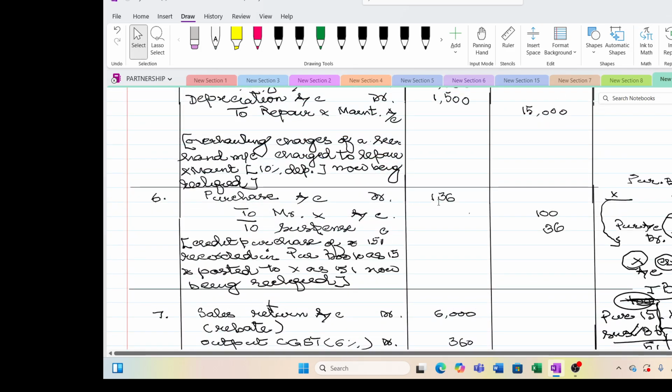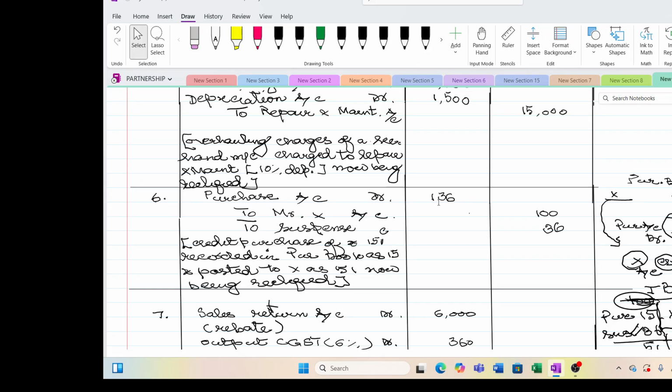So purchases account debit 136 rupees, and X account is credited with 100 rupees, and suspense account is credited with 36. Suspense account is just, we are closing the suspense account. What was the shortage in the purchases account? It was already 15, and 136 was the shortage. So we have put 136 plus 15. The suspense account which we operated in the beginning, we have reversed it.